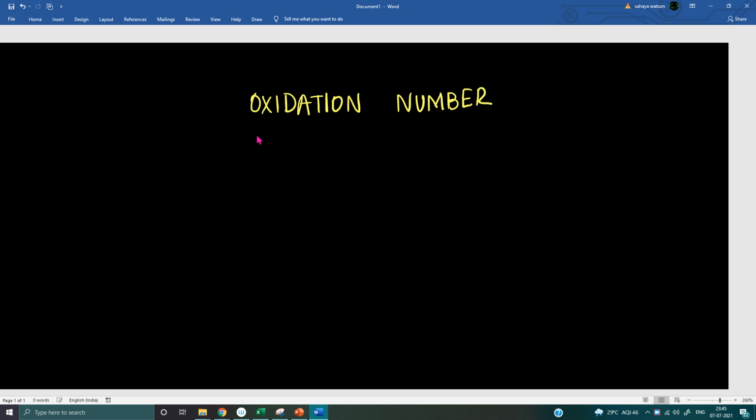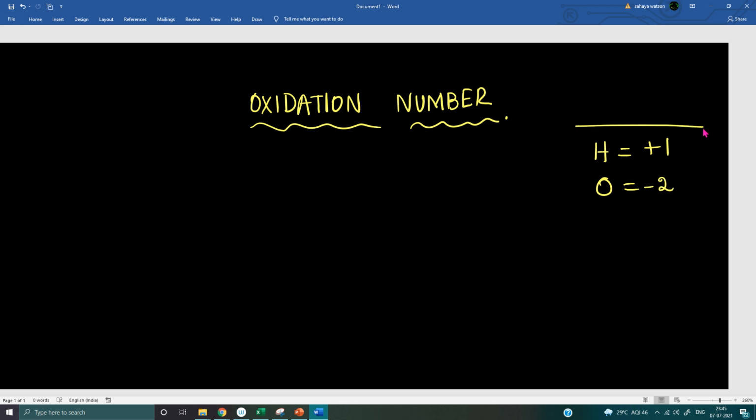Okay. So oxidation number. The oxidation number of hydrogen is +1 and oxygen is -2. So this is the first hint I want to give you now. The oxidation number of hydrogen is +1 and oxygen is -2.